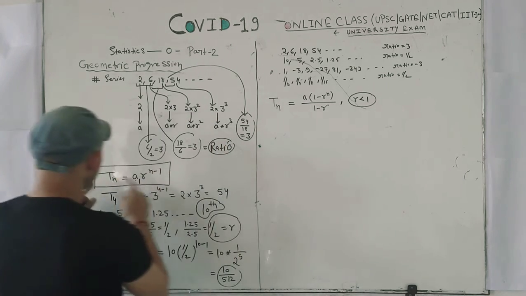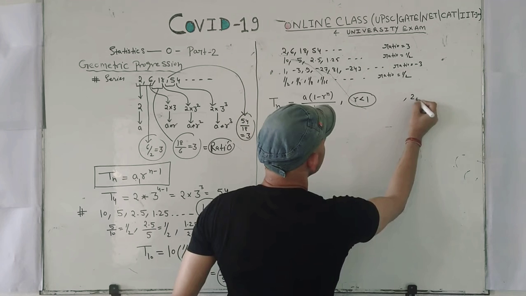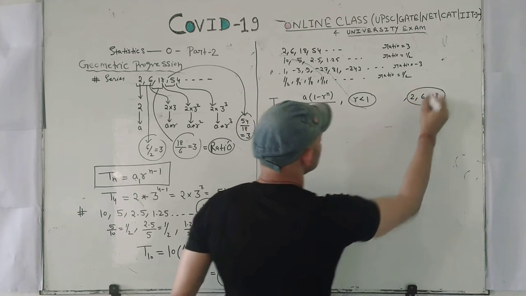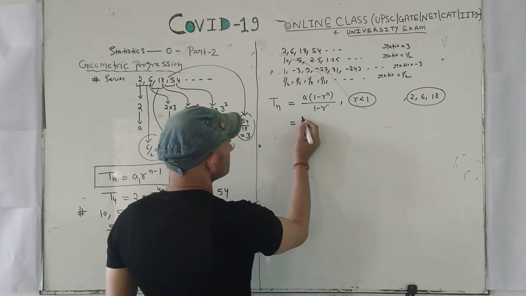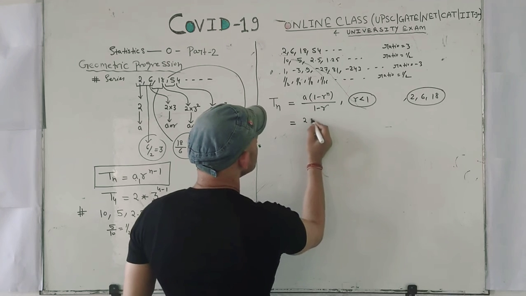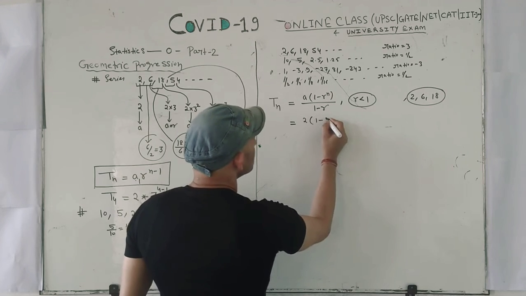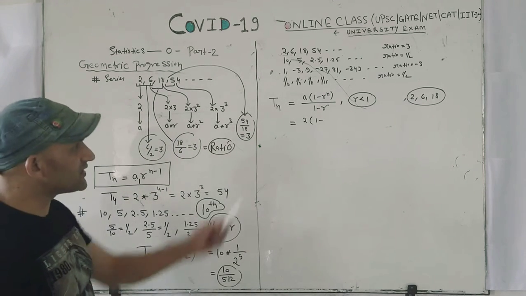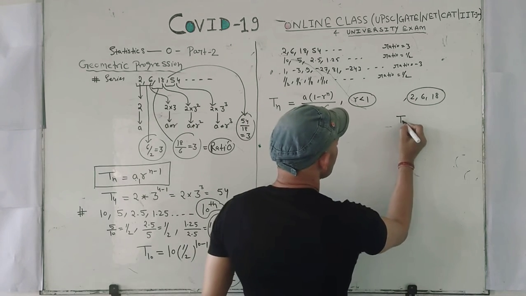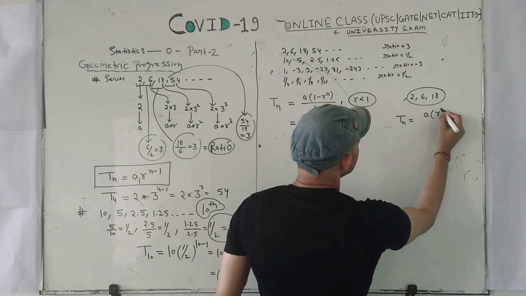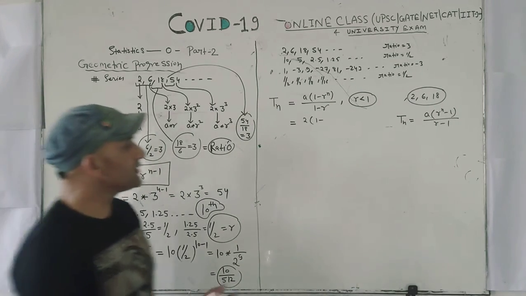Now we are checking this formula with only three values. Suppose you have this series with only 3 numbers: 2, 6 and 18. So A is 2, and what is r? R is 3, so your r is greater than 1. In this condition, this formula is not valid again. So you will use this formula: Tn is equal to A into r to the power n minus 1 upon r minus 1. Just the opposite.